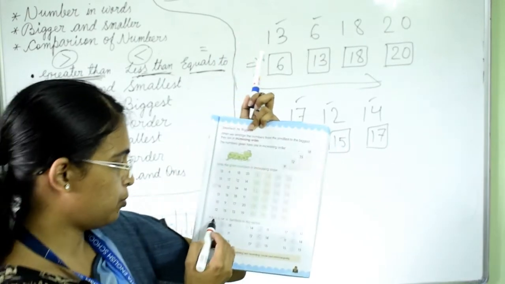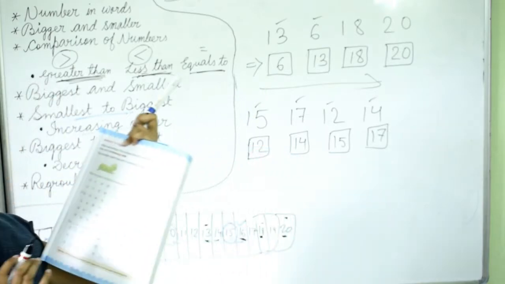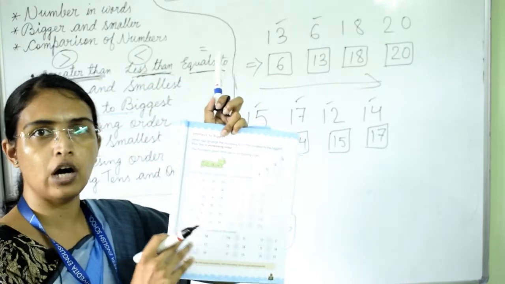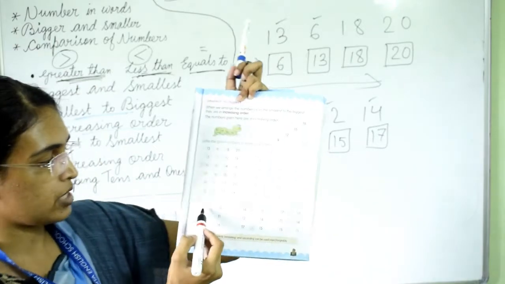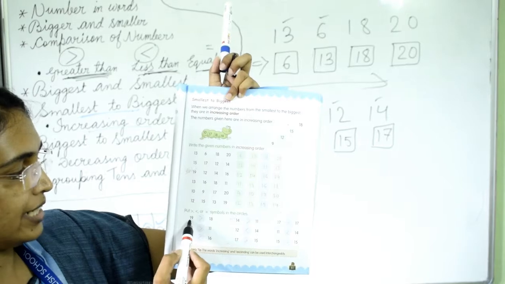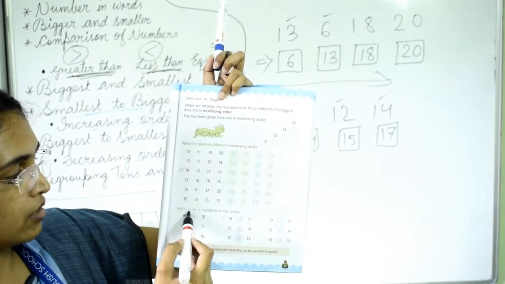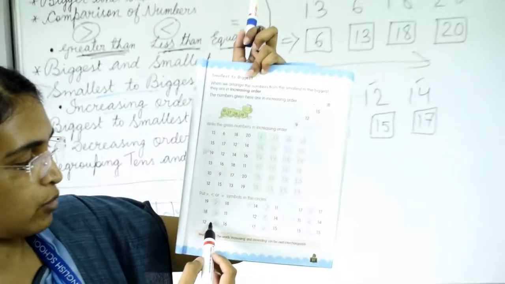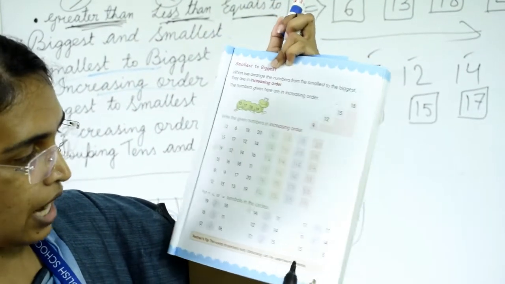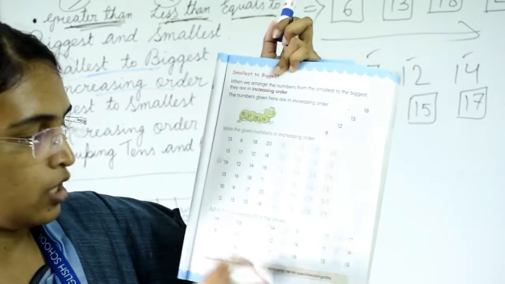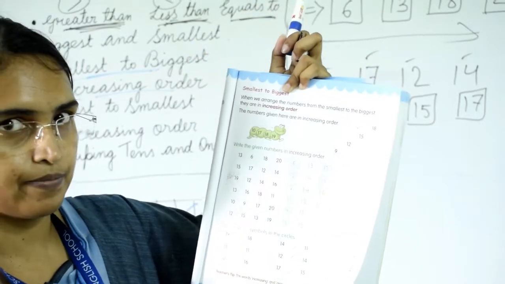Now the next question: put greater than, less than or equals to symbols in the circle. I have already told you how you will do this. So suppose here is 19 and on this side 18. Which one is greater? 19. So you have to put which sign? Greater than sign. Then 12 and 16. Which sign do you put here? Less than sign. And if both the numbers are the same, you have to put the equals to sign. So this part is also your homework.